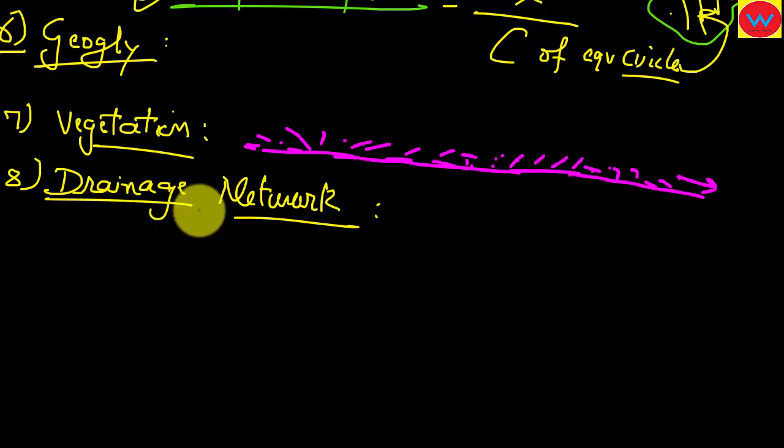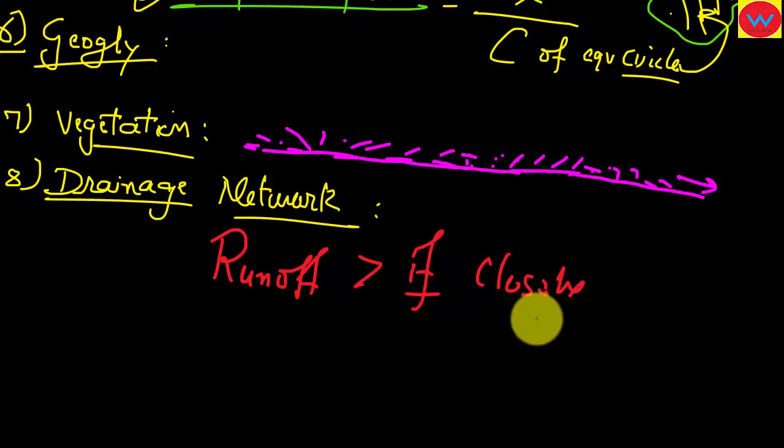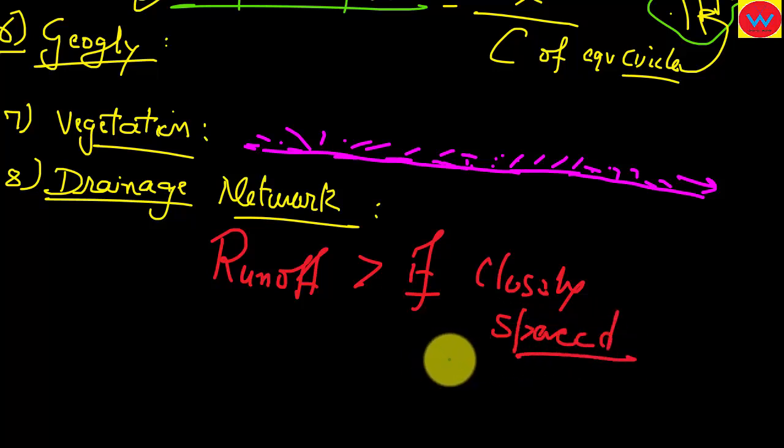And the drainage network: if there are closely spaced stream channels, which will allow efficient drainage of water, then the runoff will be more. Runoff will be greater if closely spaced stream channels are present.